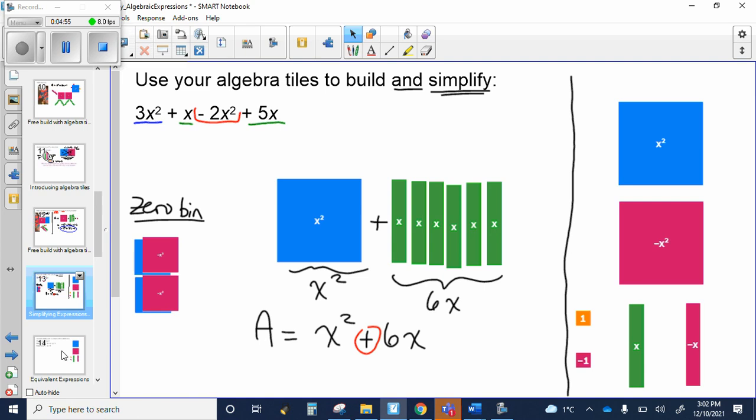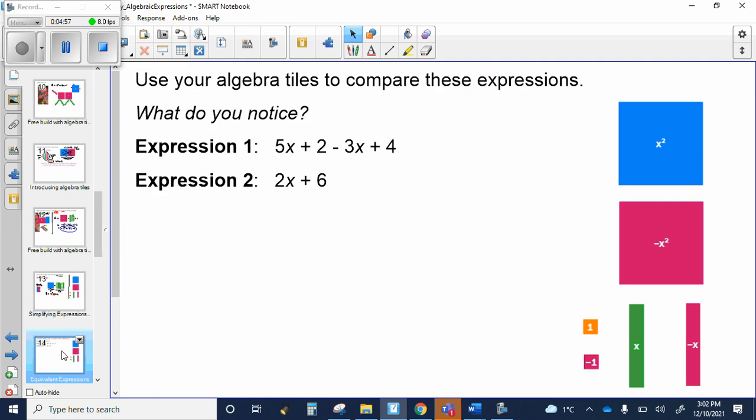Well, let's keep practicing this. There are lots and lots of examples. Let's do this one together in this video, and then we'll do a couple more in the next video. Let's pause it for now, and I want you to compare these two expressions with tiles.